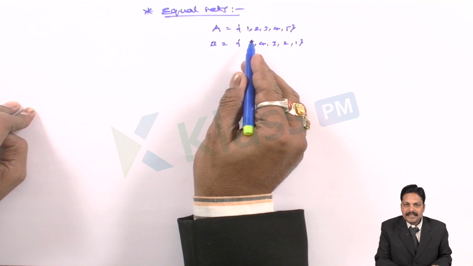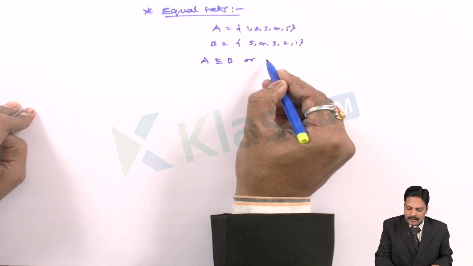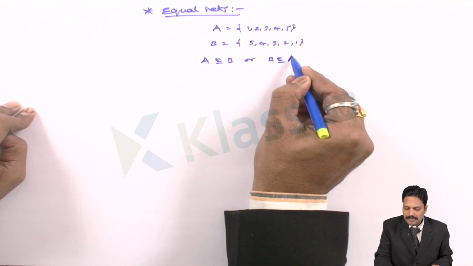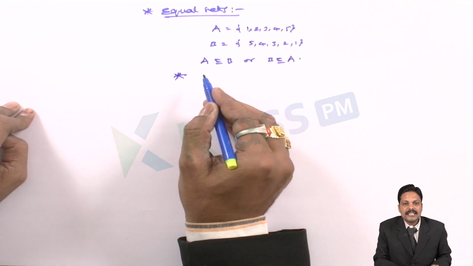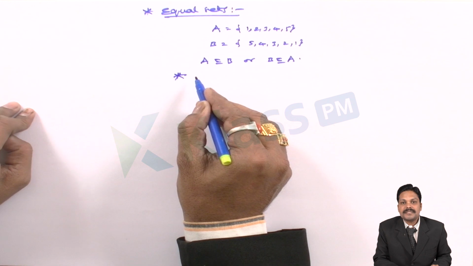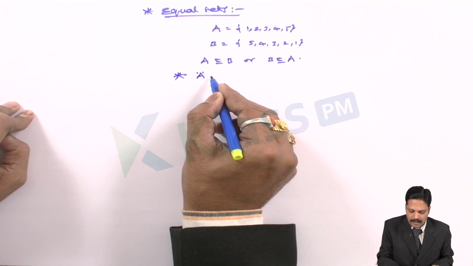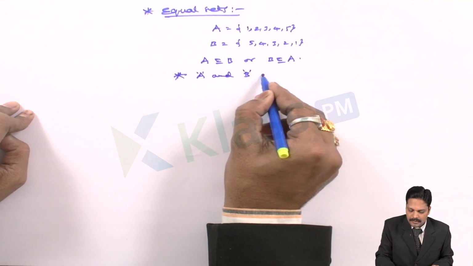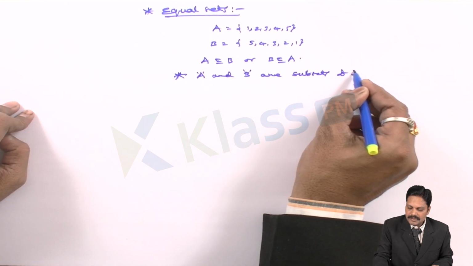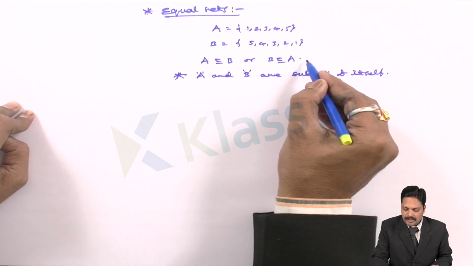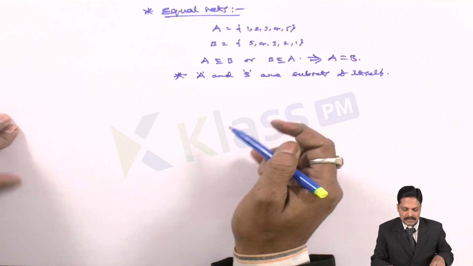So here we are taking A is a subset of or equal to B, and B is a subset of or equal to A. So here we can see every equal set is a subset of itself, we can derive. So A and B are subsets of each other. Both are equal. From this we can say A equals B. This is the equal sets.